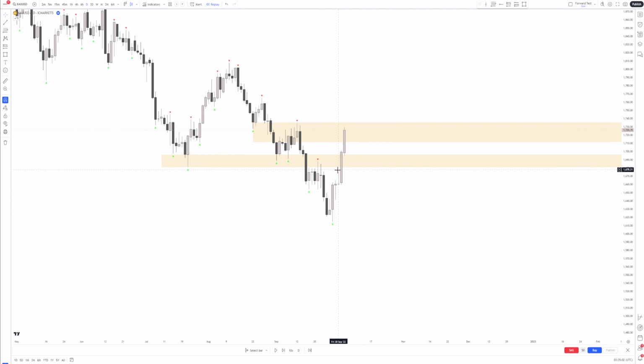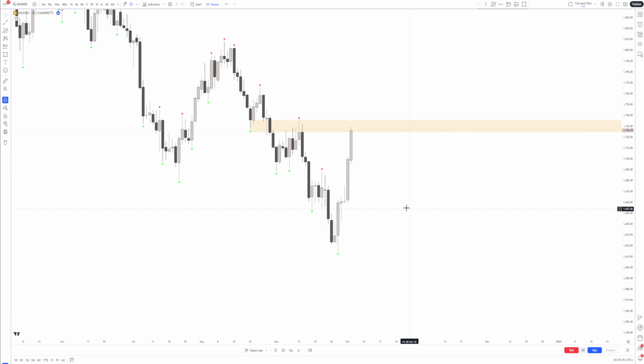Okay, you can see very clearly price broke above. It didn't meet our entry criteria, so let's get rid of that zone. And let's see if this specific area here that price has reacted to, this zone here, is a valid area to sell or not.